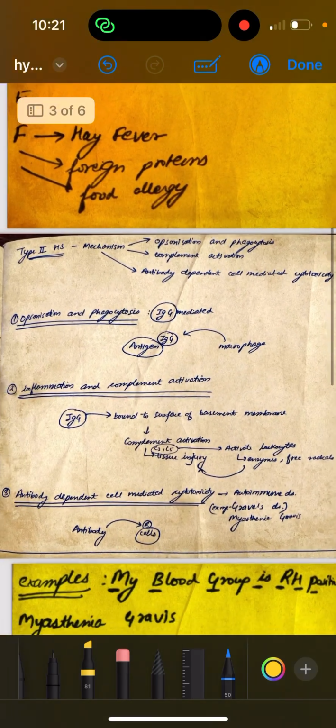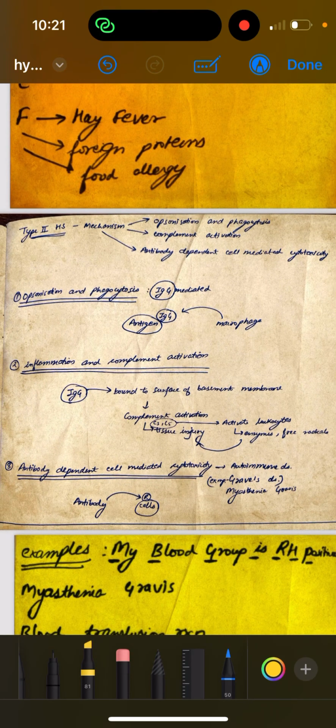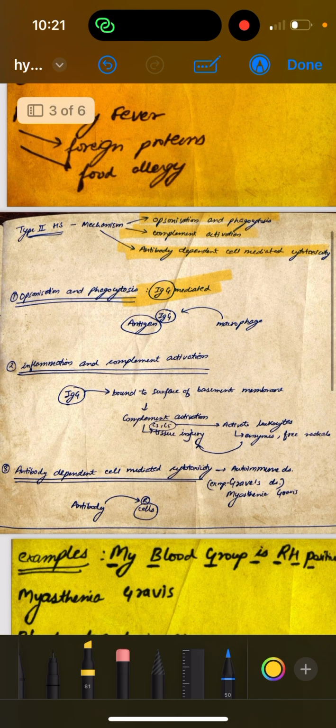Now we are going to read type 2 hypersensitivity. It is a little bit easy actually. Type 1 is a big deal actually, but type 2 is a little bit easy. In type 1, IgE antibodies are involved. In type 2 hypersensitivity, IgG antibody will be involved. Type 2 hypersensitivity occurs by three mechanisms. First is opsonization and phagocytosis. Next is complement activation. Then antibody dependent cell mediated cytotoxicity. Any of the three mechanisms can lead to type 2 hypersensitivity.